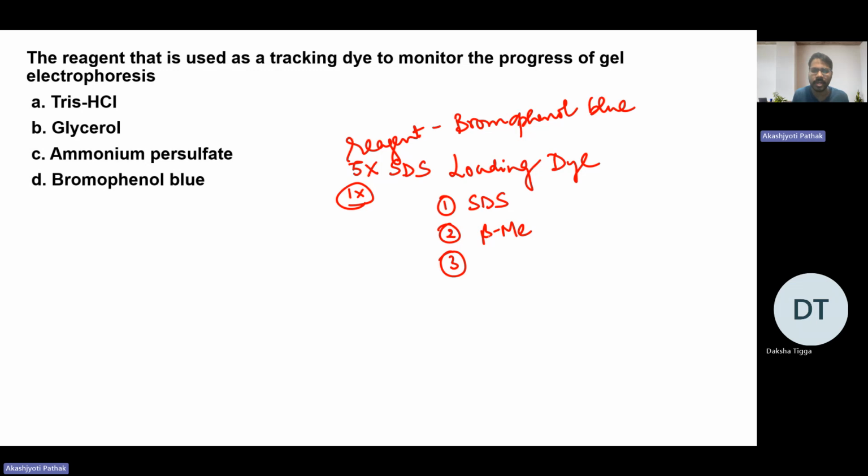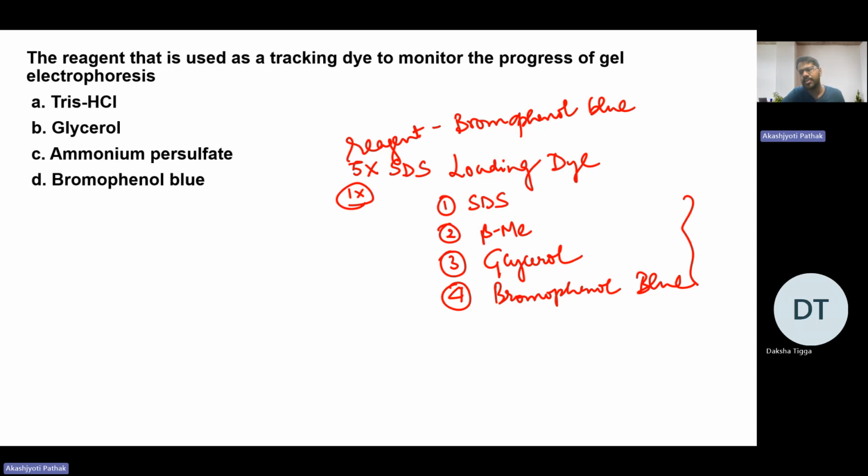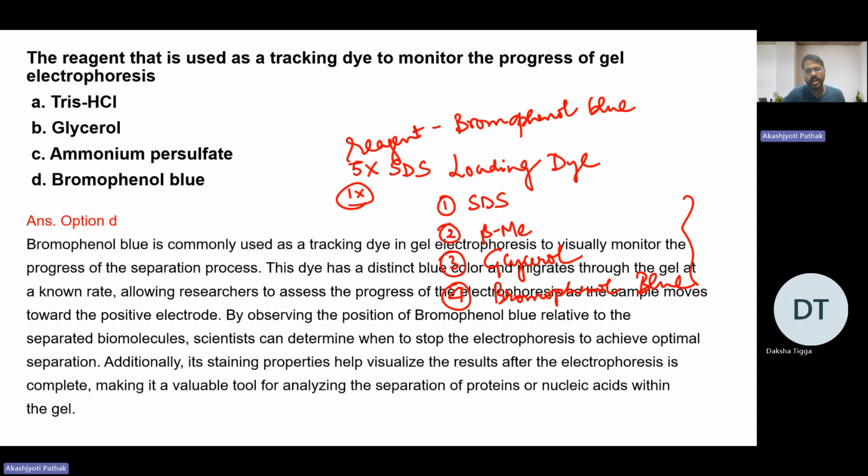SDS will also make the protein linear. The next component added is glycerol. And third, you add the tracking dye. The tracking dye is bromophenol blue. That helps you track the mobility, or how much your gel has run. If you do not add the tracking dye, everything will appear white and transparent, and you will not know how much your protein has run. You can read this; the same thing has been explained.